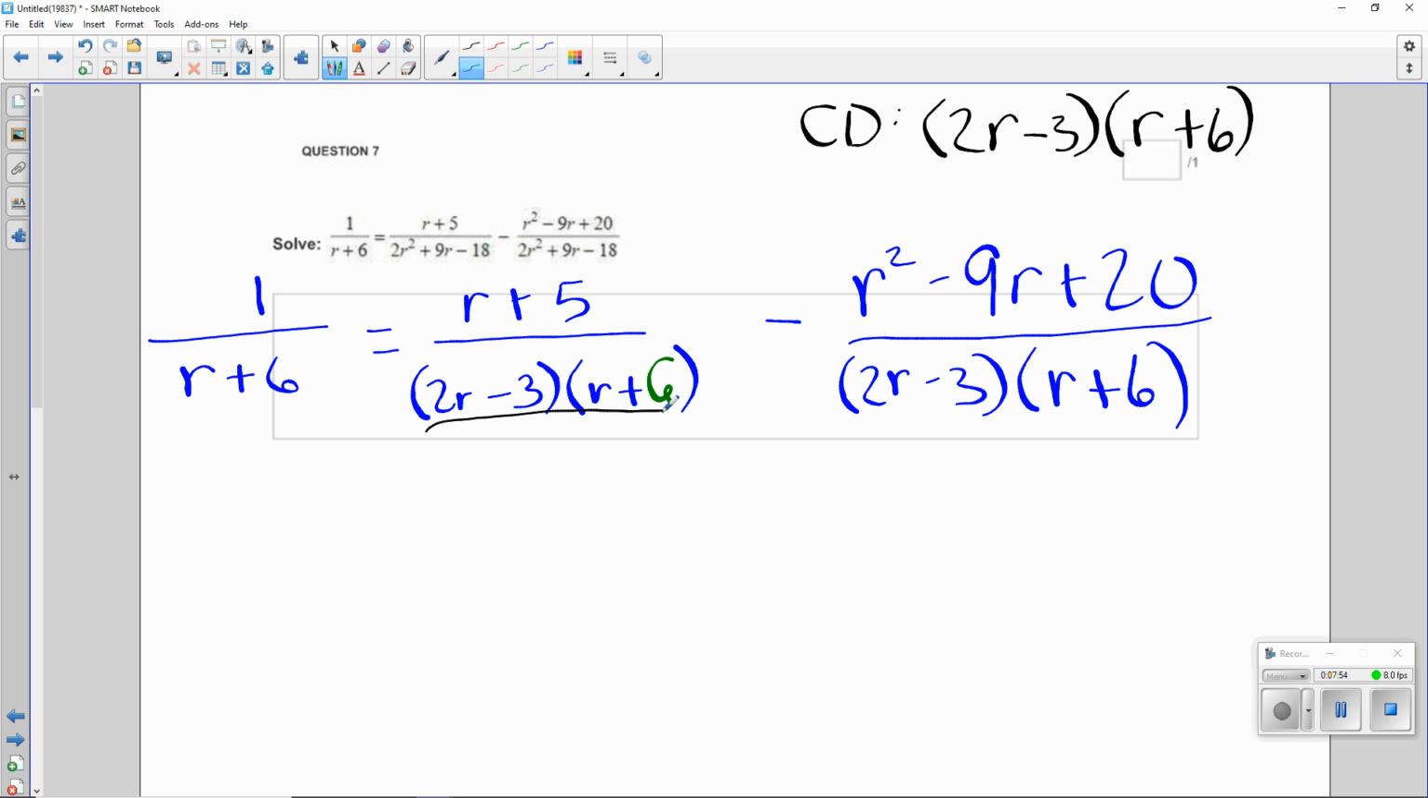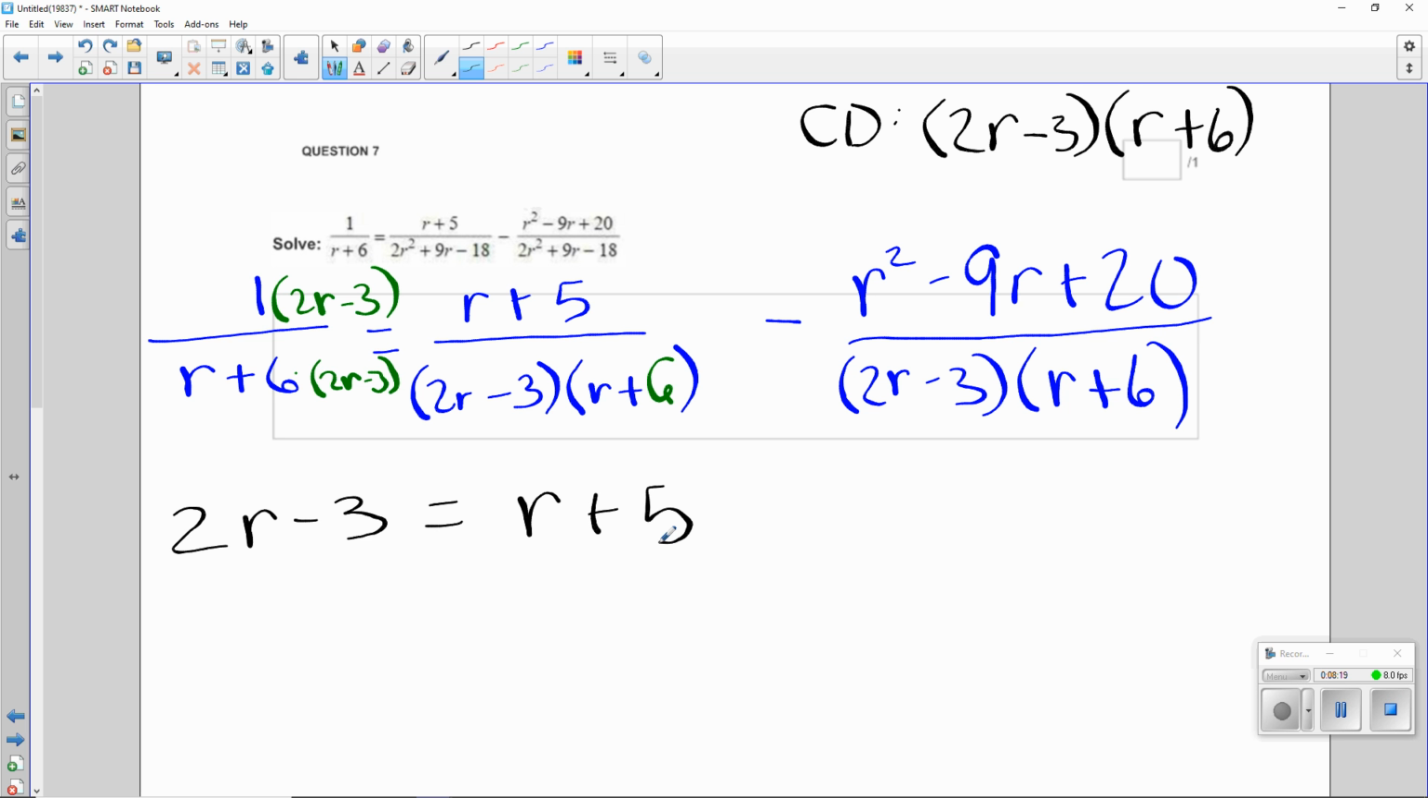So these two are already set up because they are the common denominator. This one needs a 2r minus 3, bottom and top. But then we can mark out the bottom and ignore the bottom. So we get 2r minus 3 equals r plus 5. We need to distribute this negative 1 with that subtraction symbol to all three terms.